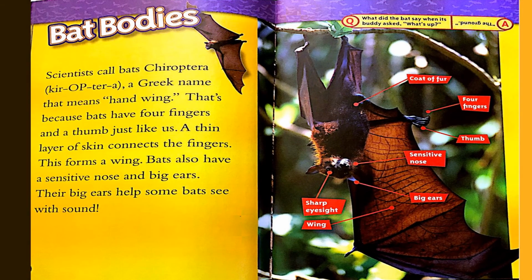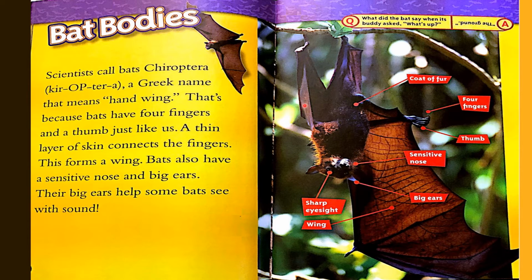Bat bodies. Scientists call bats, let's try to pronounce this. It tells us over here. So this is Chiroptera. Chiroptera, a Greek name that means hand wing. That means because bats have 4 fingers and a thumb just like us. A thin layer of skin connects the fingers. This forms a wing. Bats also have a sensitive nose and big ears. Their big ears help some bats see with sound.